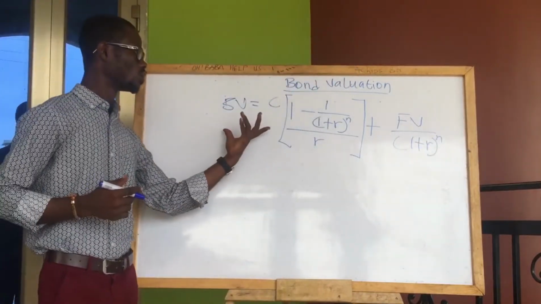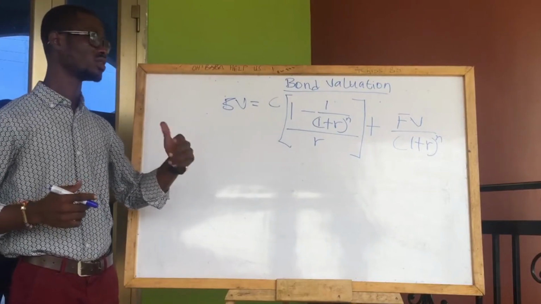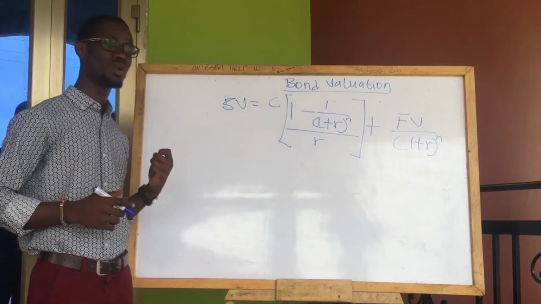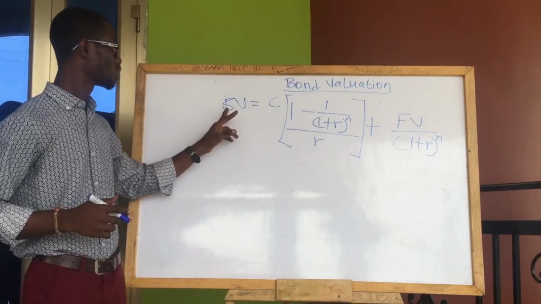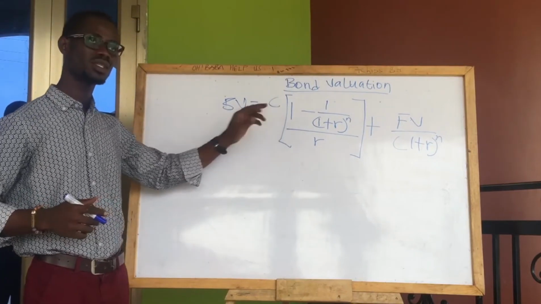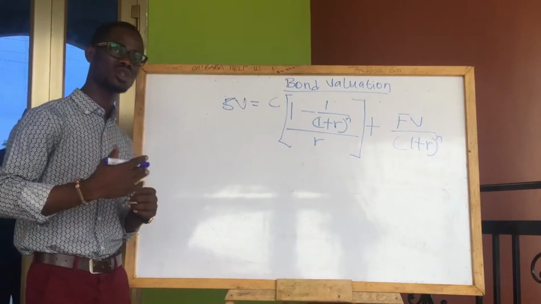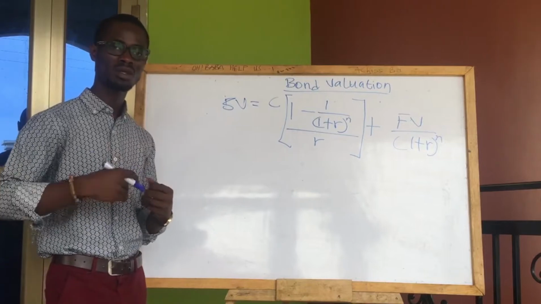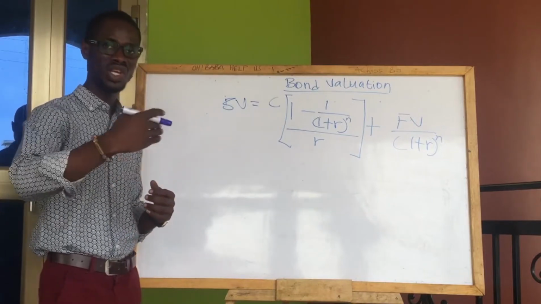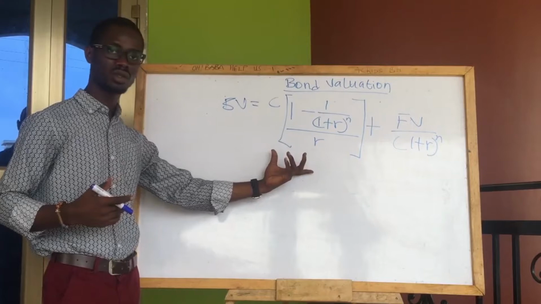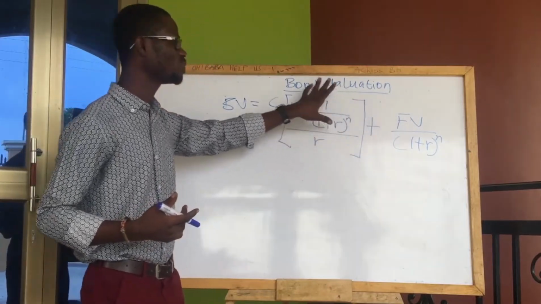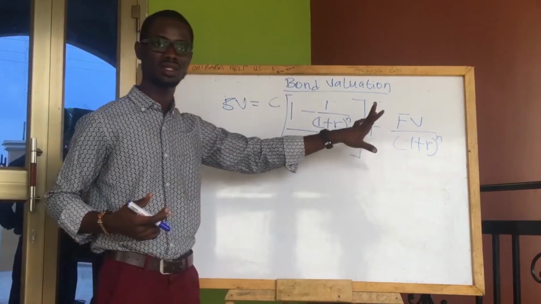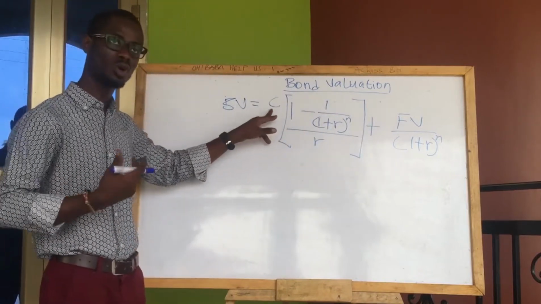And here, as the number of years increases, this is the formula we use to calculate the price of a bond. C here represents the coupon payment, and because you are going to receive the same amount, monthly or yearly, we use the annuity. This is the annuity formula, constant payment. So the C here represents the coupon payment.